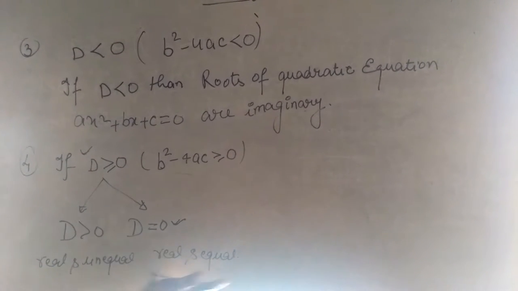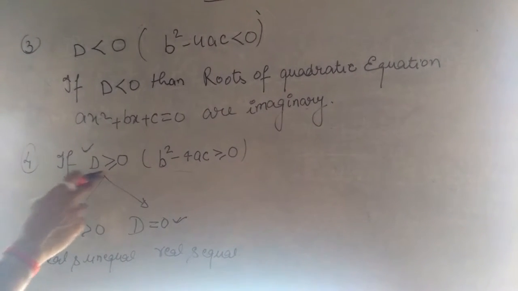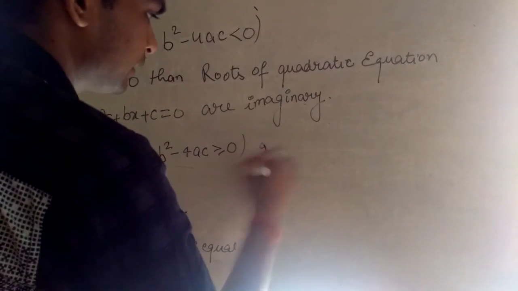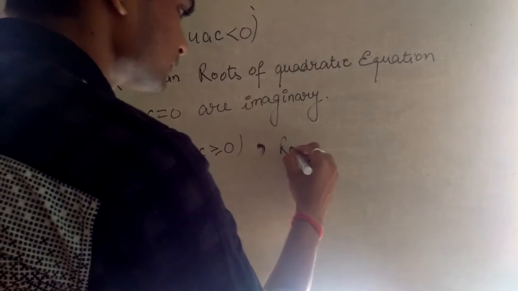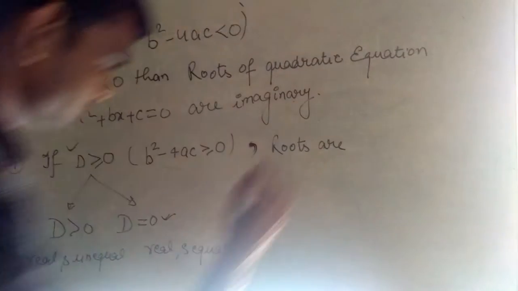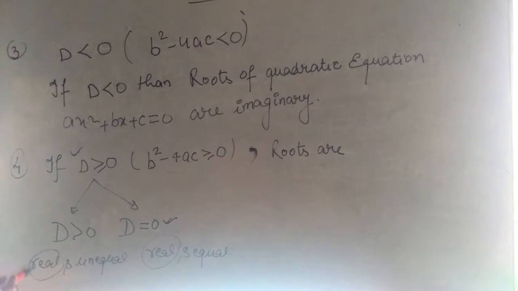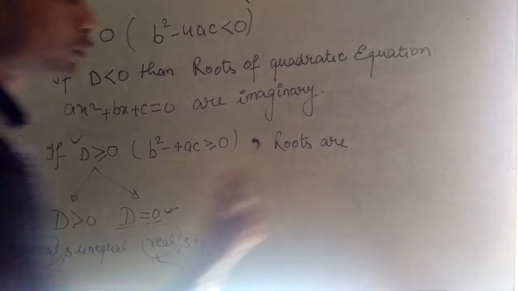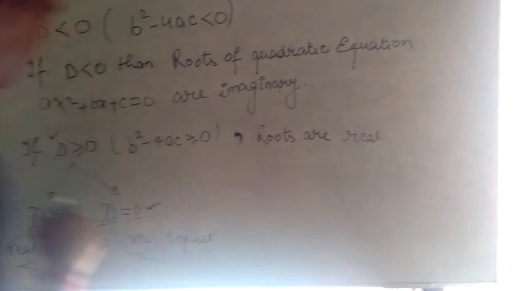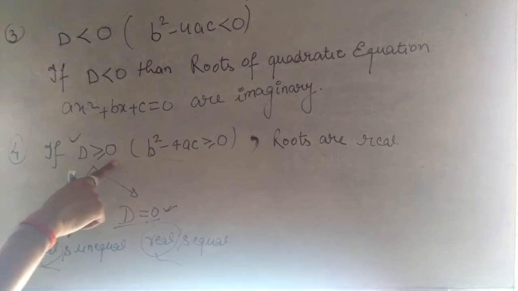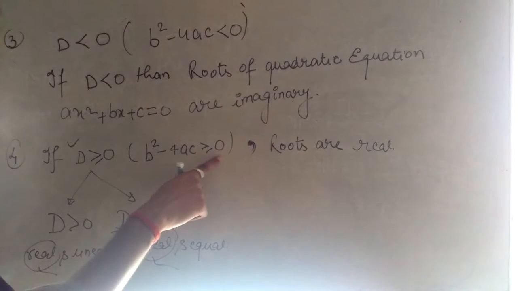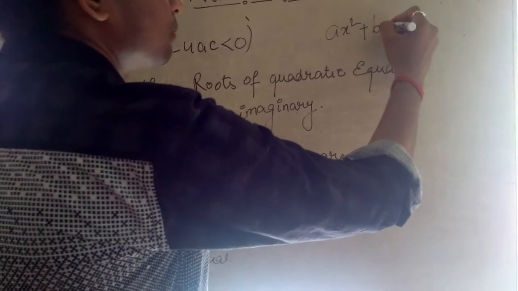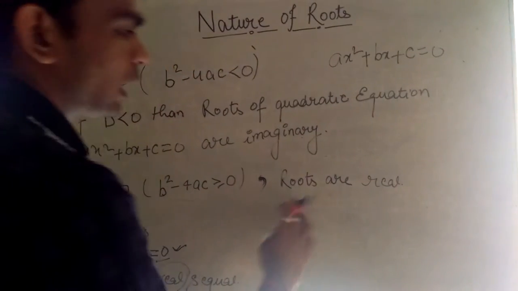If we take the intersection of these two values, then if D is greater than or equal to 0, meaning b square minus 4ac is greater than or equal to 0, we make our conclusion. The roots take a common value, here is the real common. If D is greater than 0, then we get a real common. If D is equal to 0, then we also get a real common. So roots are real. So finally we make our conclusion: if D is greater than or equal to 0, meaning b square minus 4ac is greater than or equal to 0, then the roots of the quadratic equation ax square plus bx plus c equal to 0 are real.